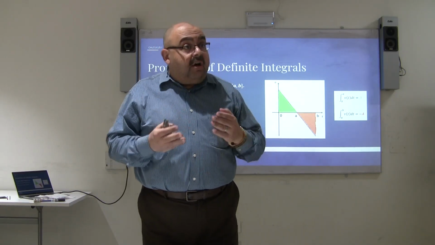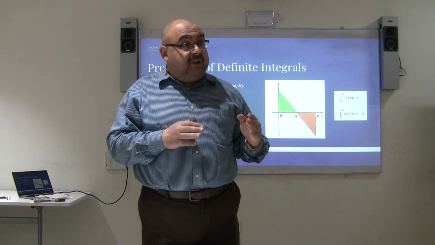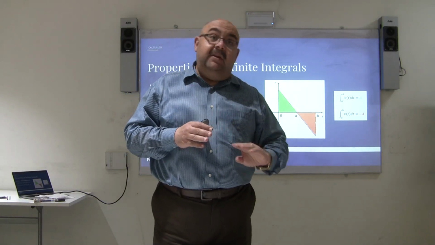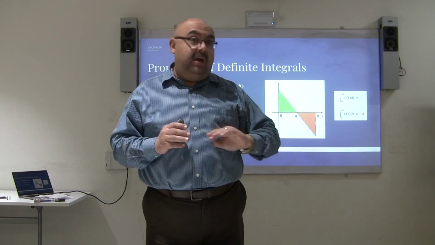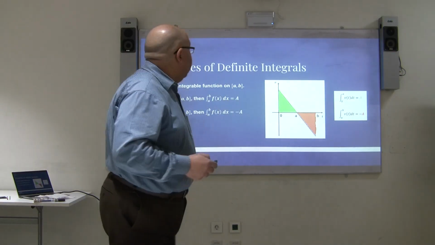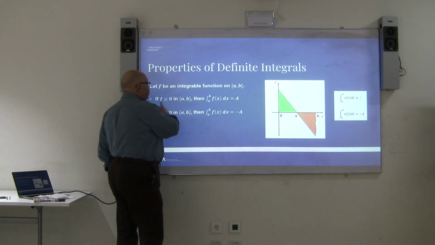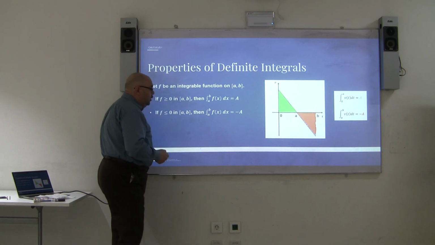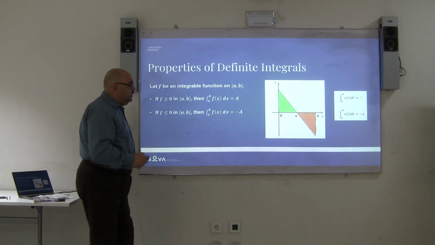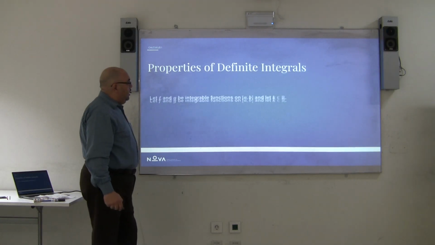If the areas are broken into pieces but on the same side, then I don't have to add and subtract. I will add them all. And that's actually what's explained in here. If f is greater than 0 and I integrate from a to b, it will give you the area A. If it is on the other side, it will be the negative of A.